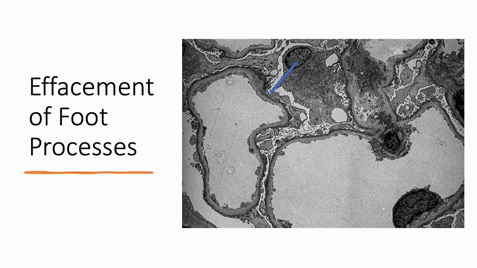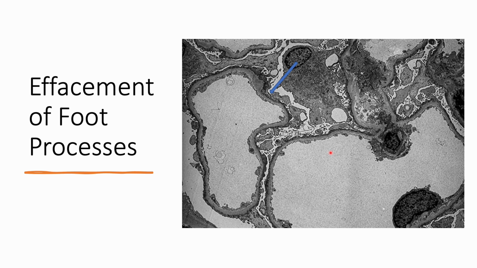So here you can see the arrow pointing to the podocytes. Now the foot processes are effaced. Remember our earlier slides when they were distinct, there were spaces between them. Here, it's just a continuous line. So this foot process effacement is very characteristic of minimal change disease. You can see it in other diseases, but in minimal change disease, this is the only thing you're going to see.